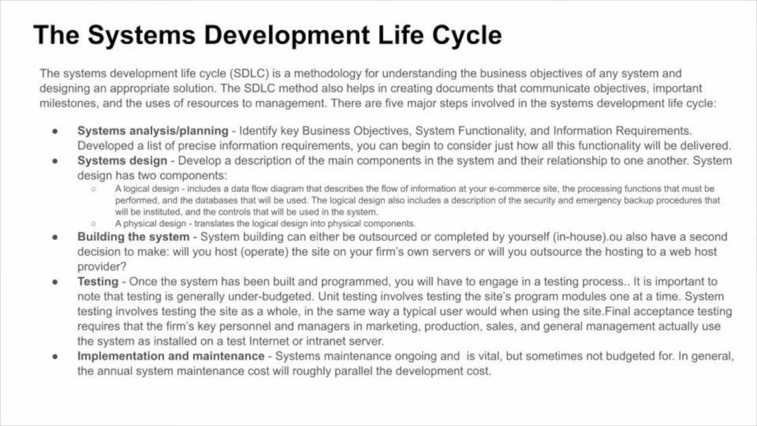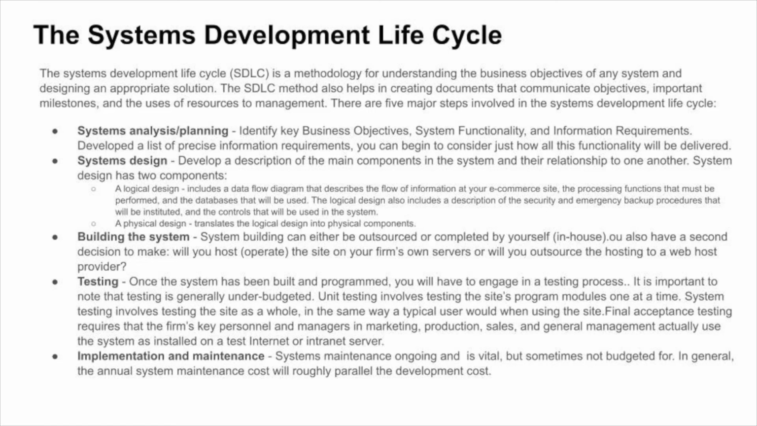So there are really 5 major steps involved in the system development life cycle. First, there's system analysis and planning, where we identify the business objectives, system functionality, and information requirements. We develop a list of precise information requirements. You can begin by considering just how all this functionality is going to be delivered. The system design component is developing a description of the main components of the system and their relationship with one another. System design really has 2 components: the logical design, which talks about the flow of data, and the physical design, which translates that logical design into the physical, what it looks like on a screen.